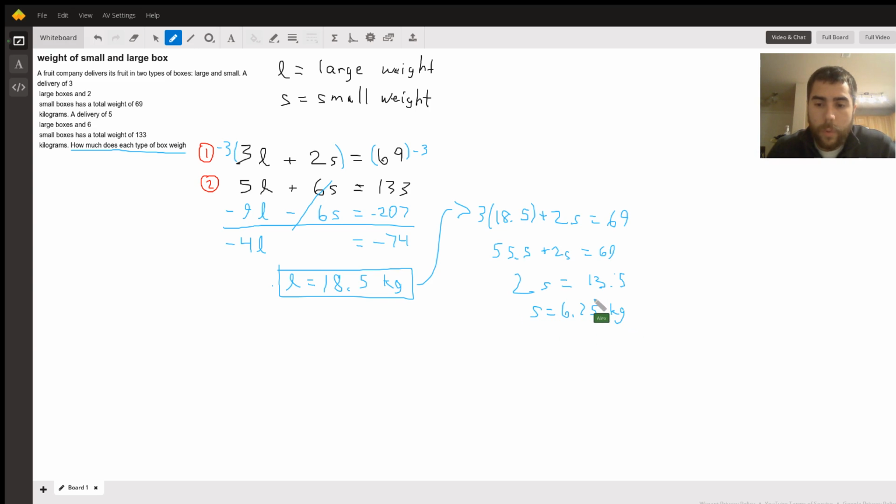So that's both of our weights that it asked for in the original problem. Hope that makes sense. Let me know if you have any questions.